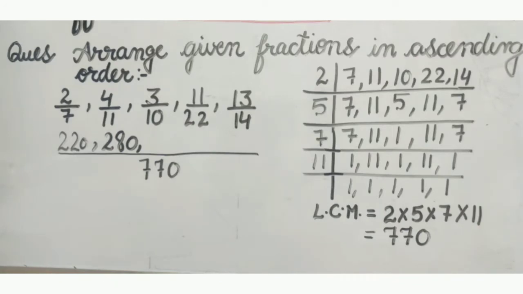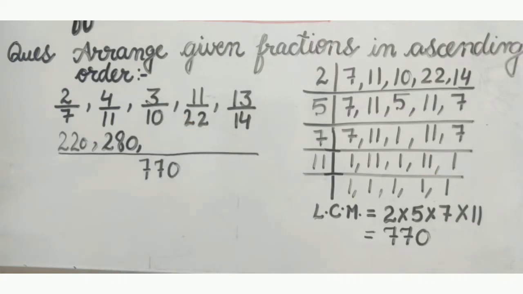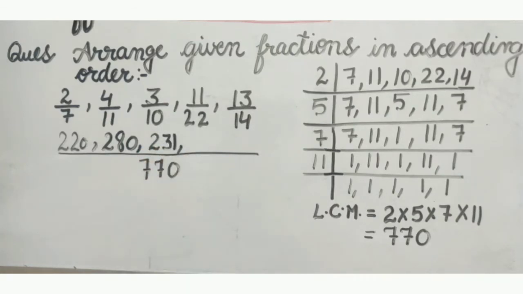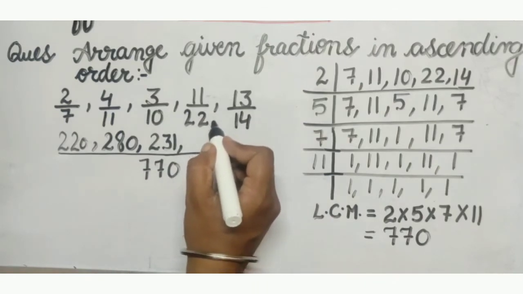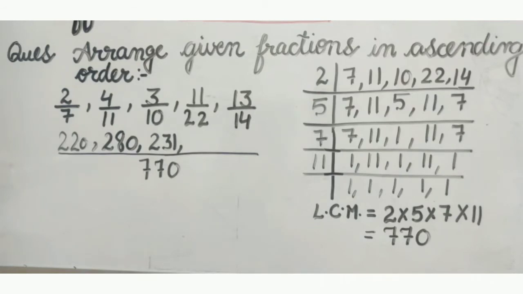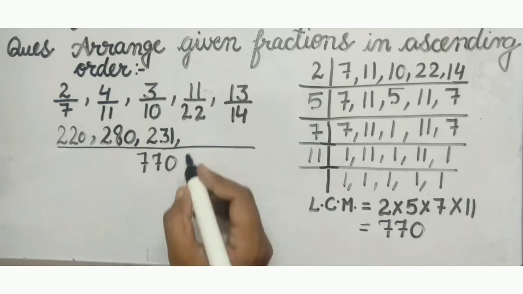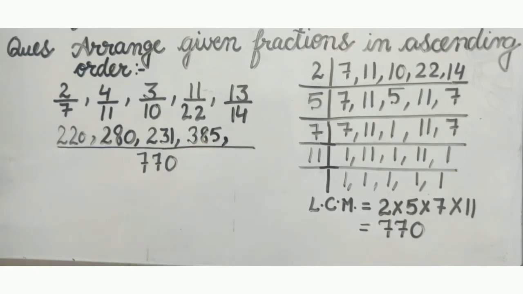Now we have to multiply 77 with the numerator. So 77 threes are 231. Now, when we divide 770 by 22, we get the answer, students, 35. Now we have to multiply 35 with 11. After multiplying, students, we will get 385. You can do the calculation in a rough column or in a rough notebook as well.